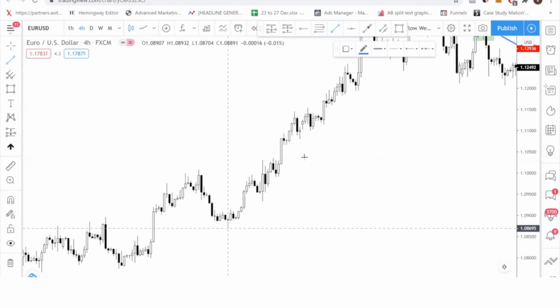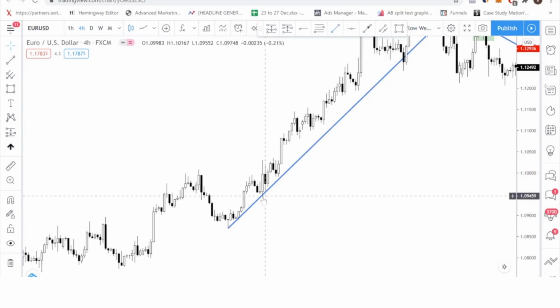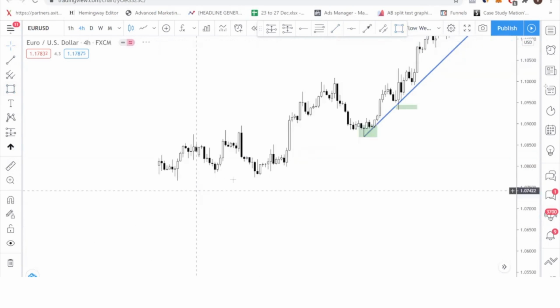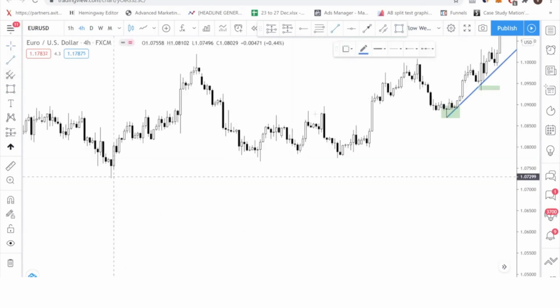Okay, so this is a trend line as well. You have the swing low, and then you have the swing low. So you have 2 points, just connect them. And that's how you draw a trend line. Same thing over here, you can connect this to this.